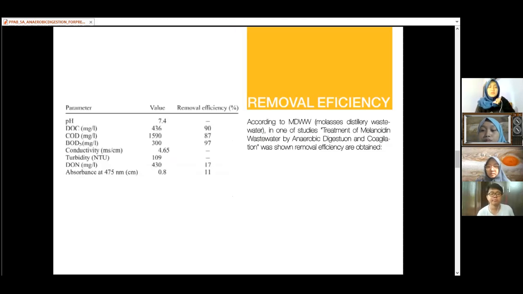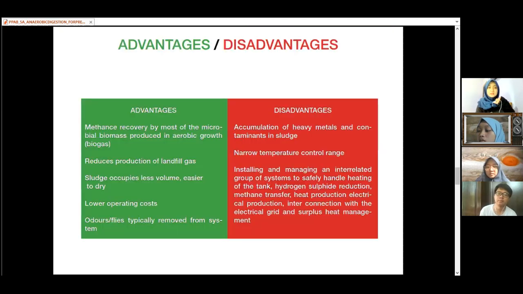We have removal efficiency. According to MDWW, or molasses distillery wastewater, in one of the studies on treatment of melanoidin wastewater by anaerobic digestion and coagulation, waste removal efficiencies are obtained. We can see in the image. Next.